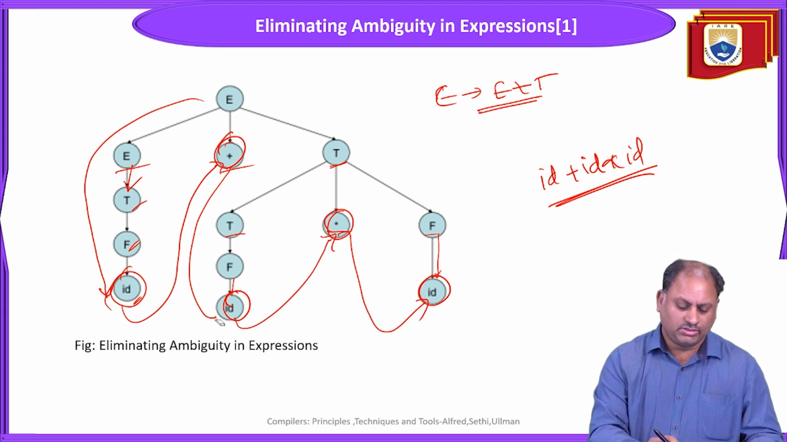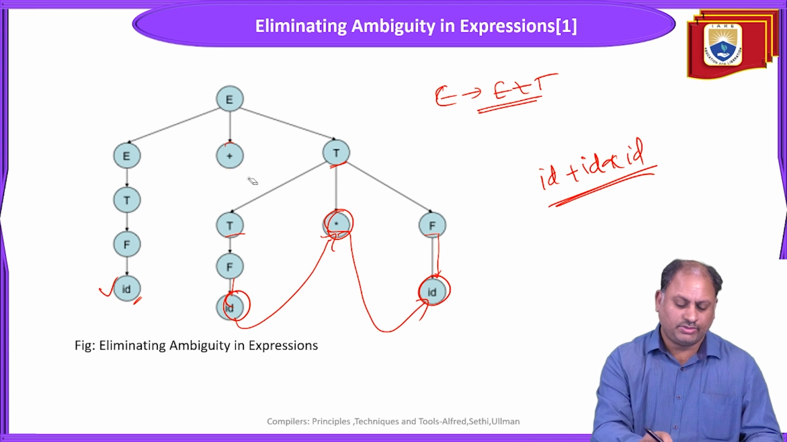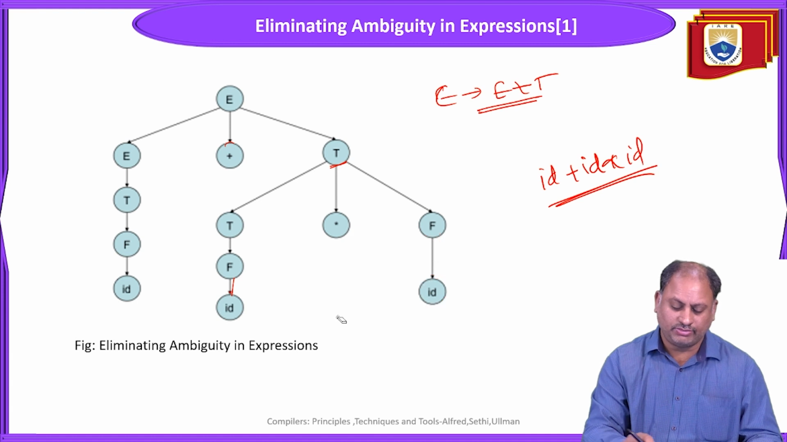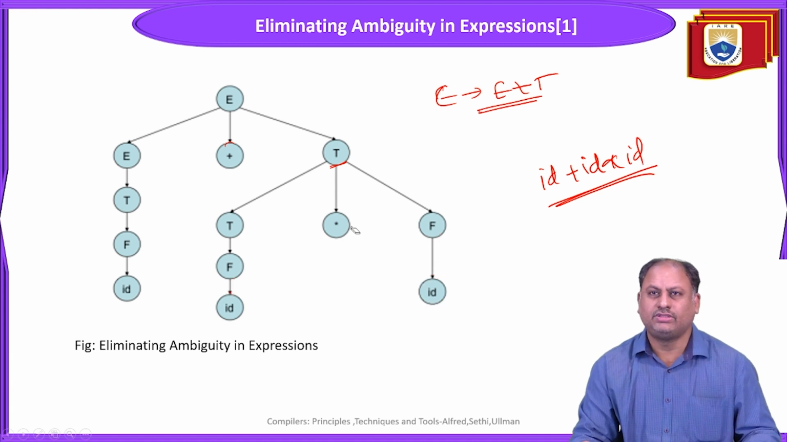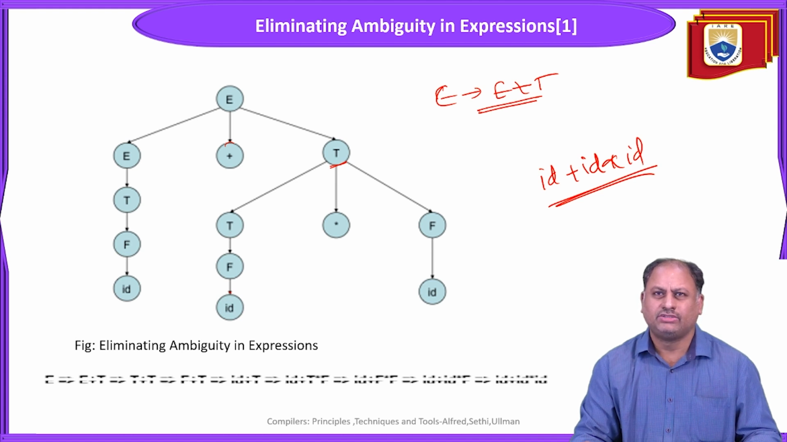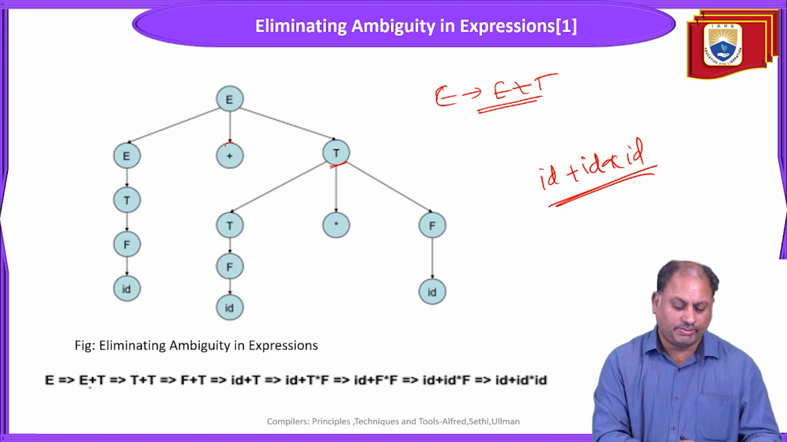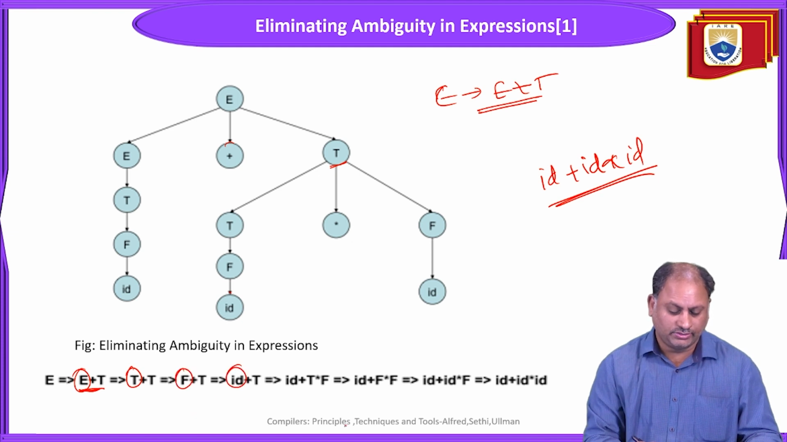So there is no other parse tree which applies leftmost derivation and gets the same string with the help of these derivations. Same parse tree, same string, that is ID plus ID star ID. So what we applied here: E derives first E plus T, then E derives T, and T derives F, and F derives ID.